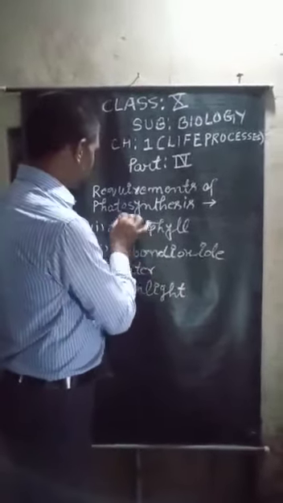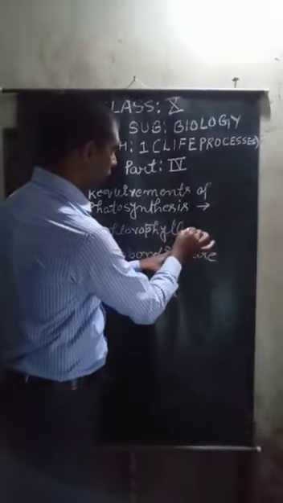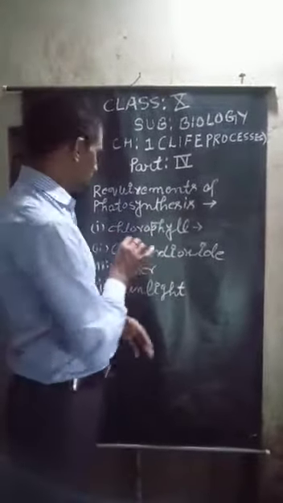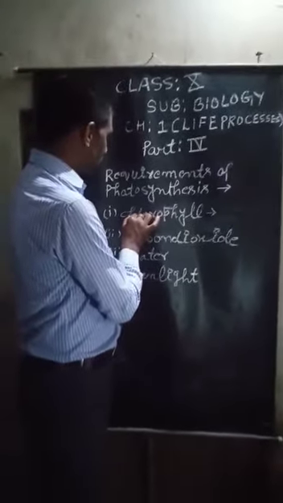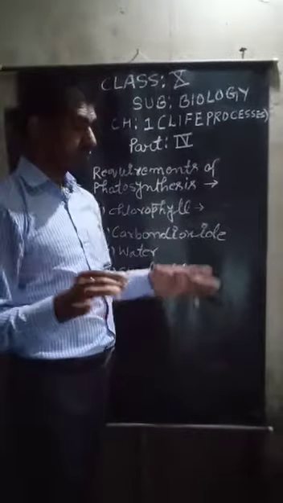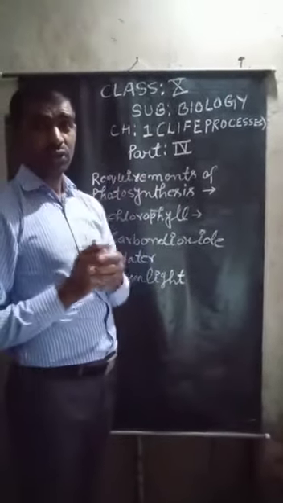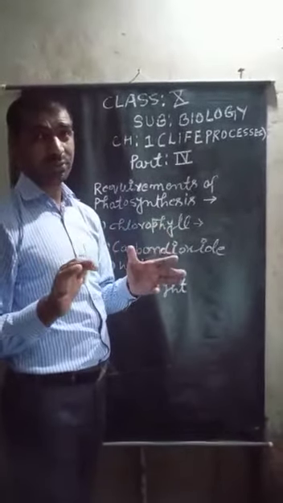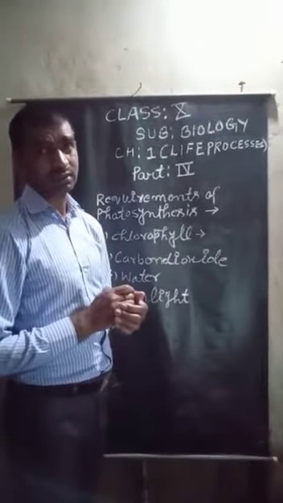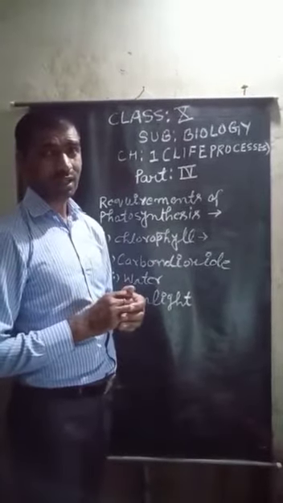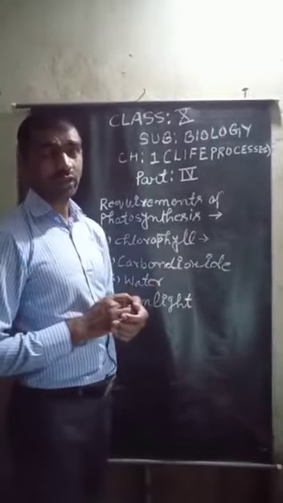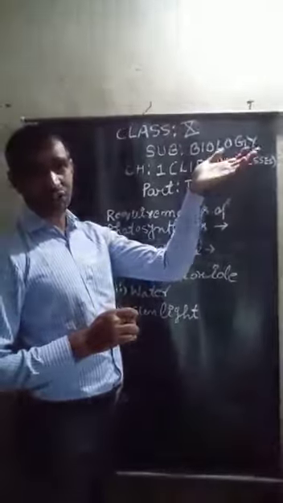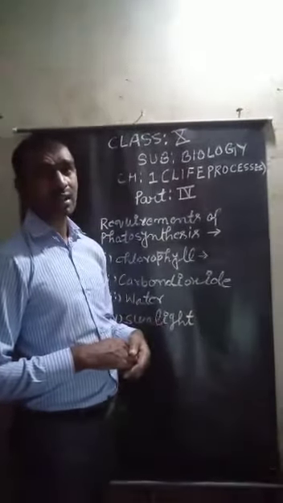So first of all, I am going to discuss chlorophyll. You know that chlorophyll is a green pigment present in the leaves of plants, and the function of chlorophyll is to trap sunlight which comes from the sun, from the atmosphere.